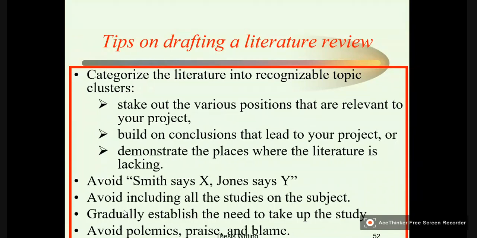Avoid polemics, praise, and blame. That means if you have found something very interesting and you say that it is very good, you should not add all those adjectives and discuss them. That is called polemics. Or you should not give exclamatory adjectives praising it or blaming it.